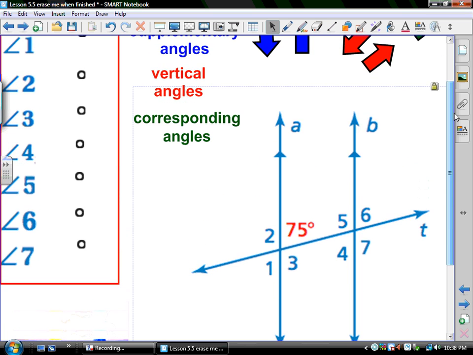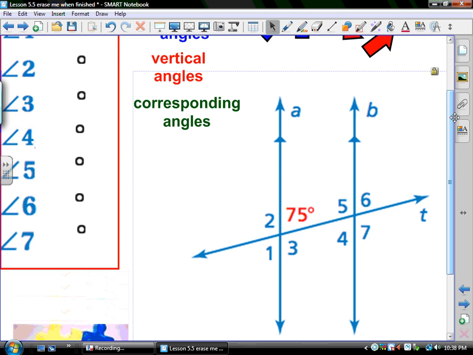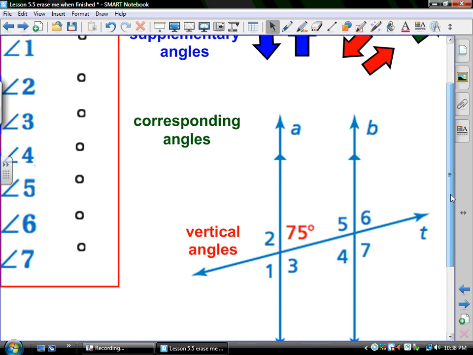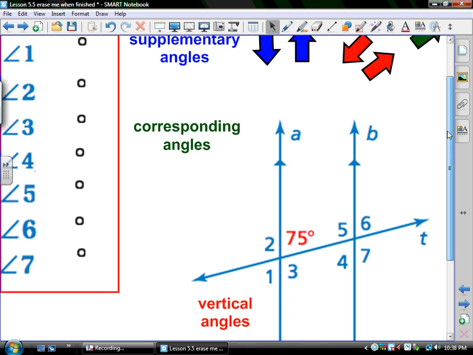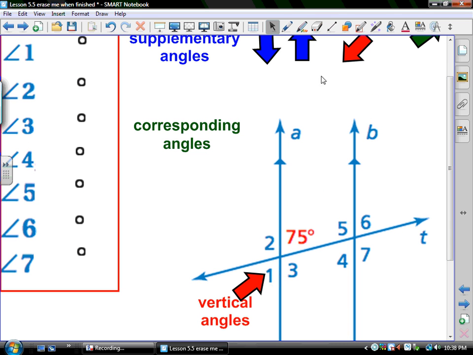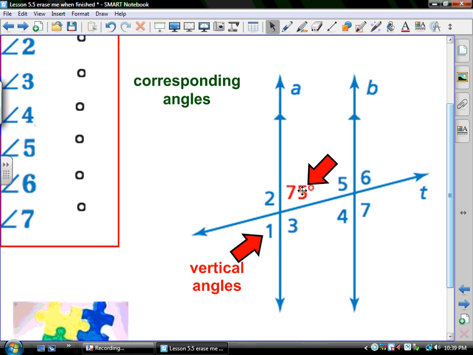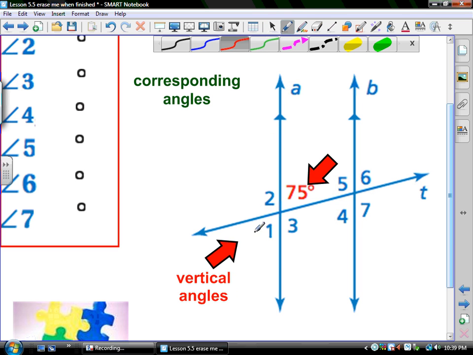So here we go. Got a couple different choices here. You could start with corresponding angles, but I think this would be a good review of vertical angles. So I'm going to go this route. I'm going to say angle 1 and 75 are vertical angles. Remember, vertical angles are across from each other and they're formed by intersecting lines. So by definition, vertical angles are congruent.